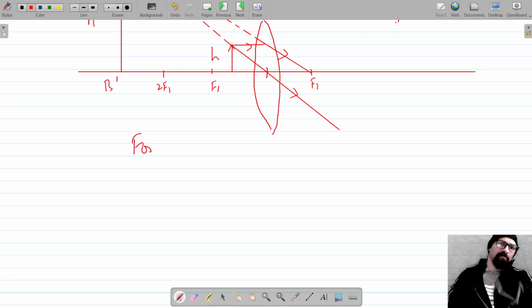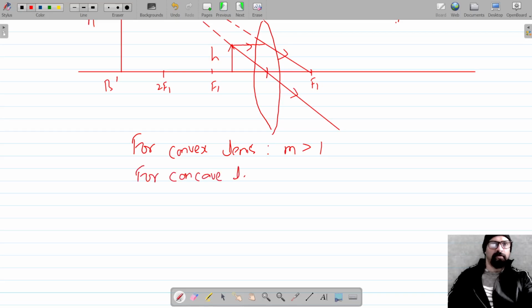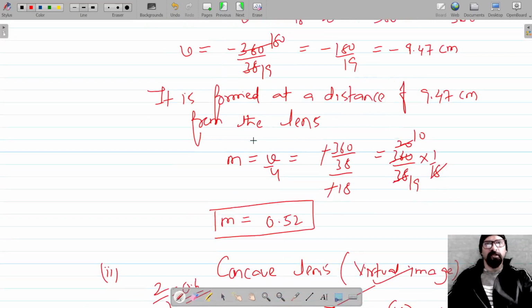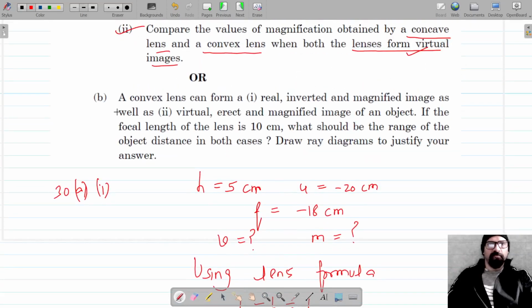So you need not draw these diagrams. I just drew it to explain how the magnification is greater than 1. In case a virtual image is formed, magnification is greater than 1. And for concave lens, magnification is less than 1. So this is what you have to write as an answer. Okay, let's move on to the next part, and that is the or part.